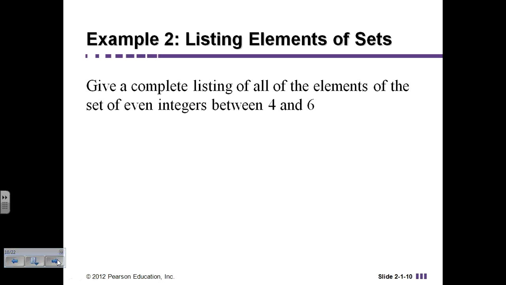Give a complete listing of all the elements of the set of even integers between 4 and 6. So again, integers means there are no decimals allowed. Even numbers are numbers that are divisible by 2. Numbers between 4 and 6 mean they cannot include the 4 and 6. So the only number between 4 and 6 that is an integer is 5. 5 is not an even number, so this set does not have any elements that match the description. So the solution is the null set.